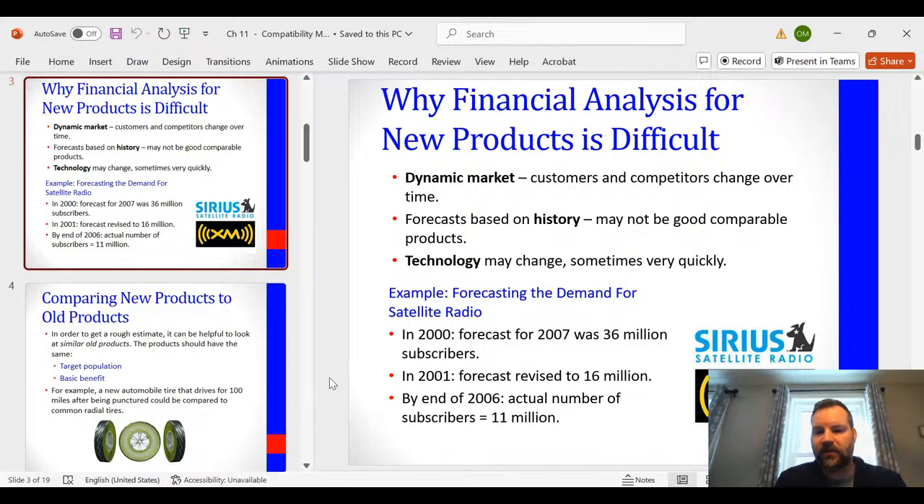Sirius XM radio, when this was first coming out, originally forecast 36 million subscribers to start. They revised that to 16 million. That was using the ATAR model, actually, is what they did. And by the end of 2006, they actually were pretty close to that number. And again, things are going to change. You might be able to forecast how things will be initially, but once a product is actually launched, then you would expect continued growth.